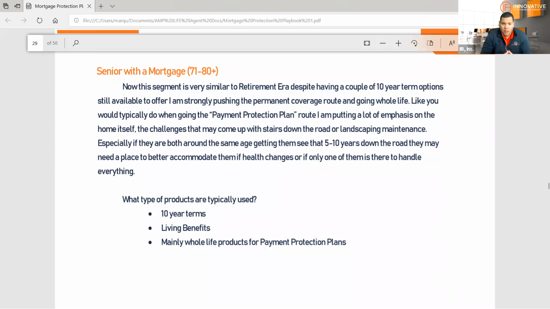It locks down something permanent at an older age, instead of them fighting 10 years later at age 80 or 85 trying to get that last final expense or whole life option. Being able to lock it in a little bit sooner makes a lot more sense for them, and it still accomplishes the goal of giving the family some options. They want to keep the house, downsize, sell it off, whatever they want to do with it. They have some flexibility and some house payments coming in to make that choice on their terms, not on the bank's terms. So, like I said, you have your 10-year terms, and some living benefits are still available, but mainly I'm looking at whole life products for the payment protection plans.